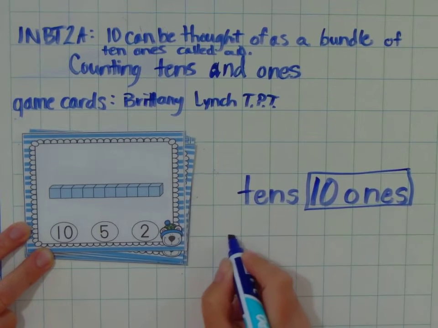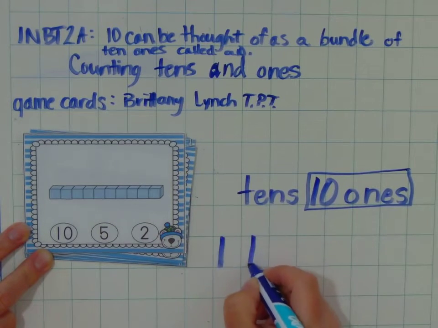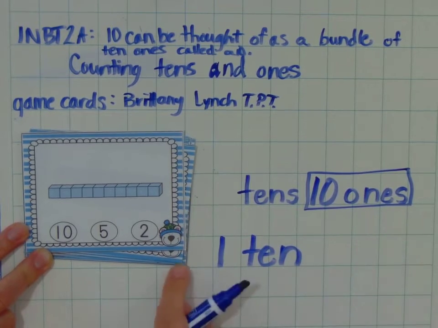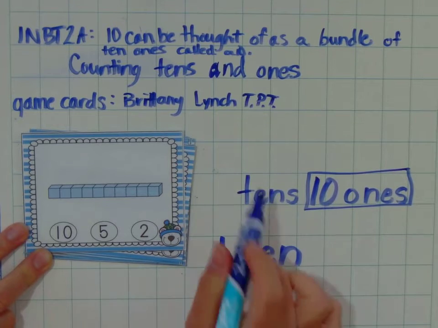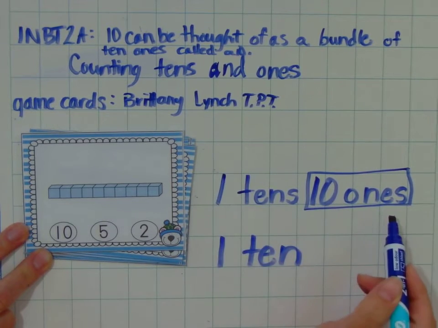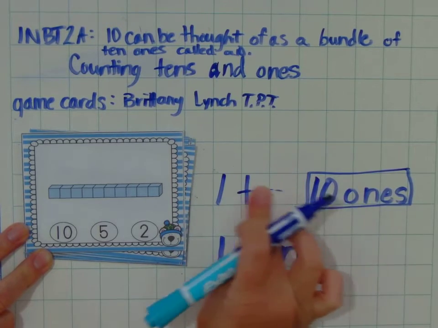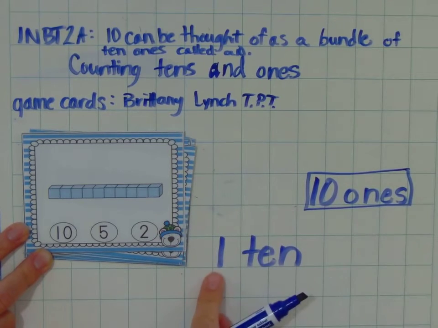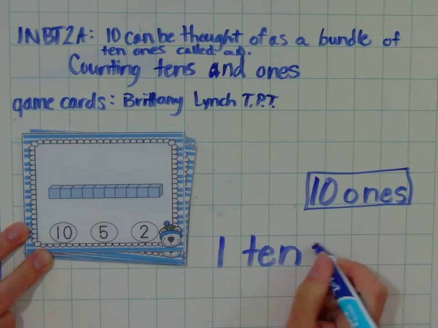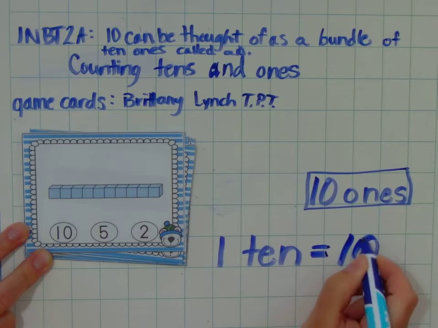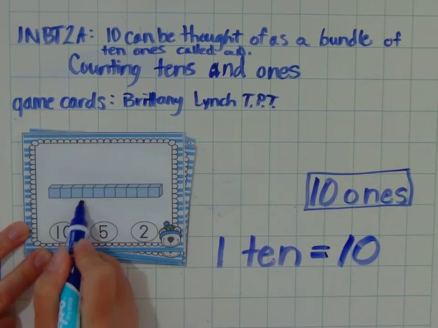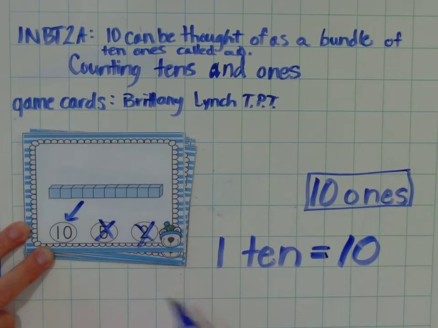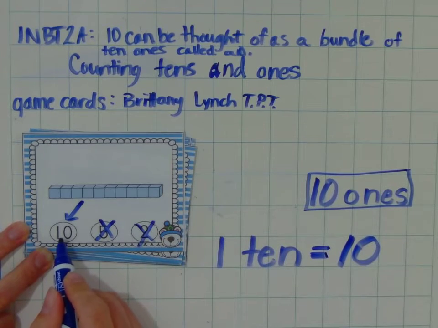I could also say I have 1 ten stick. I have 1 ten stick. I cannot say that I have 1 ten and 10 ones, because that would be a value of 20. But I can say that I have 10 ones, or one group of 10, which has that same value of 10 ones. 10 is my answer. I do not have 5 ones or 2 ones. The value is 10.